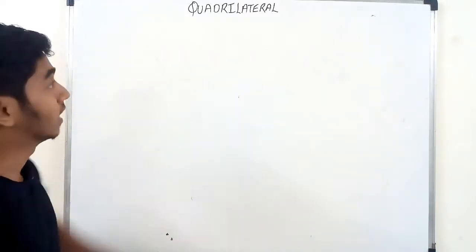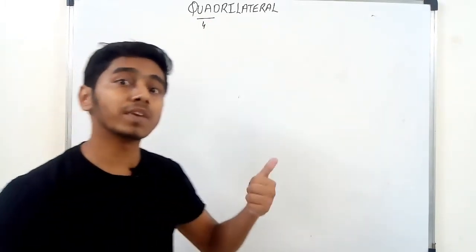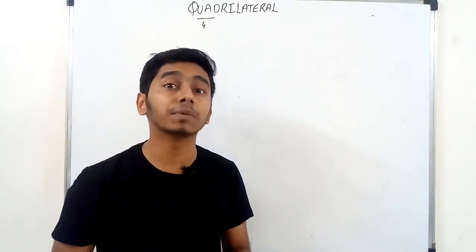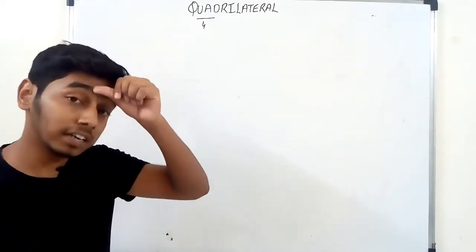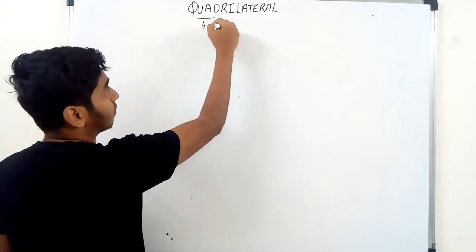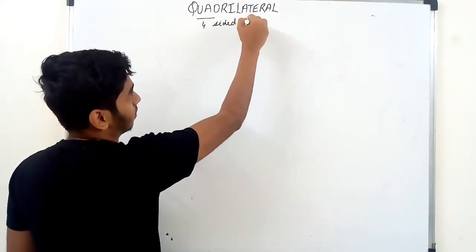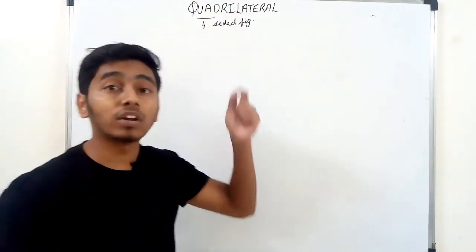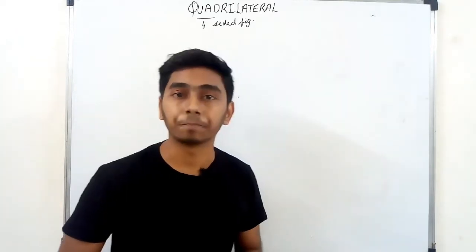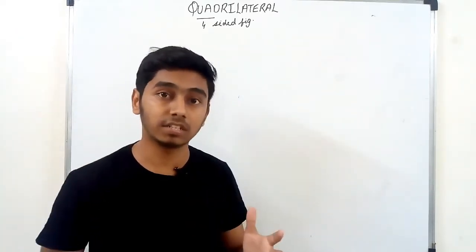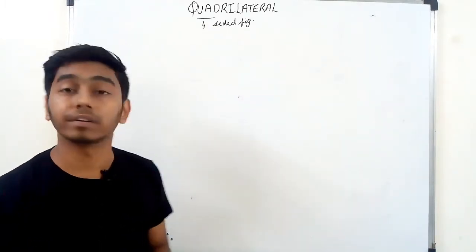Quadrilateral, as the name suggests, means four. Quad means four, because we have already done triangles, which means three angles. So a quadrilateral is a four-sided figure and it exists on a plane. Any shape which is four-sided and lies on a plane is called a quadrilateral.